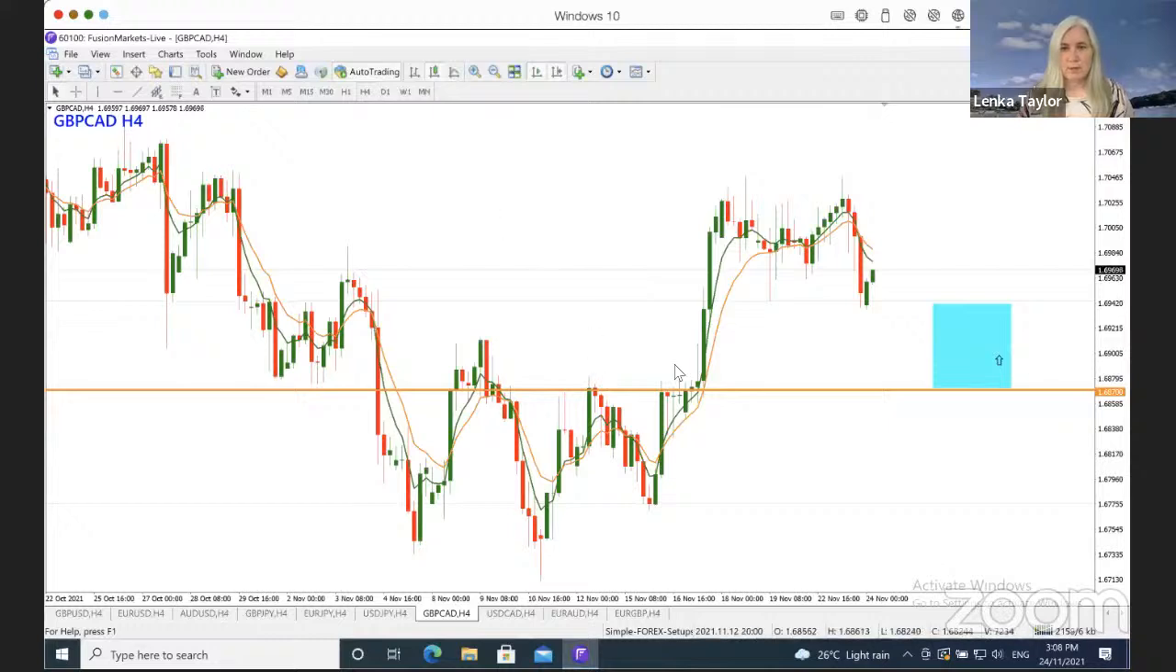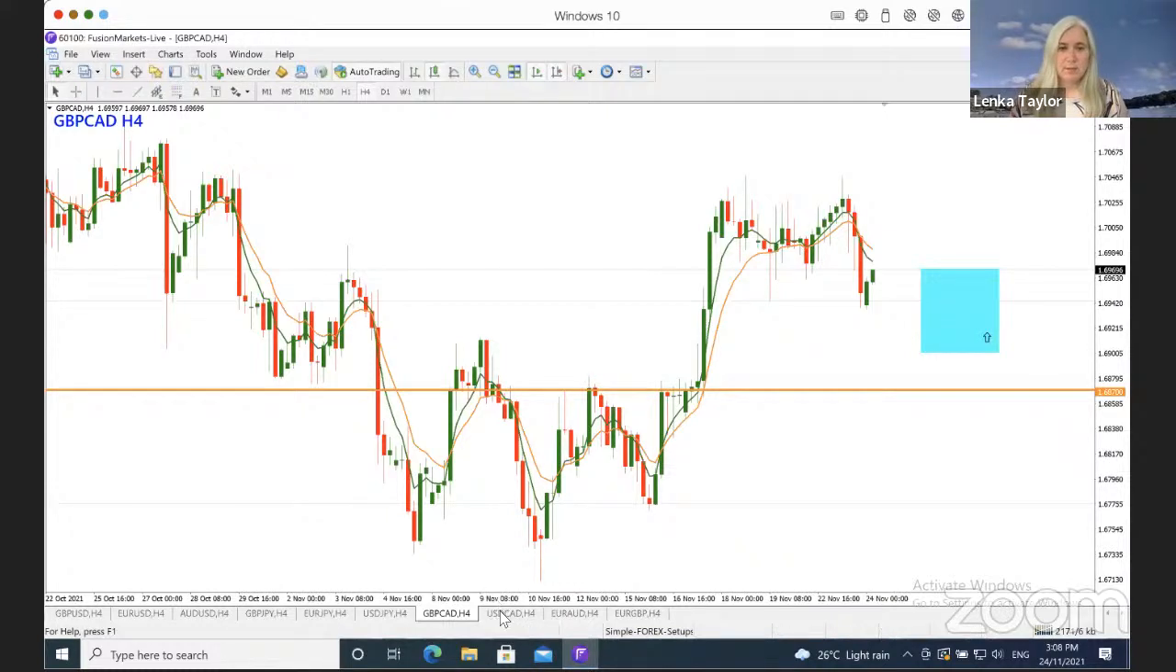So on the 4 hourly, I'm looking for the price to come down maybe to around this level here, around there. If it doesn't pull back there, it might go all the way to that horizontal. And then once it's pulled back a little bit further, then I would be looking for the reversal pattern in the candlesticks to take a long position.